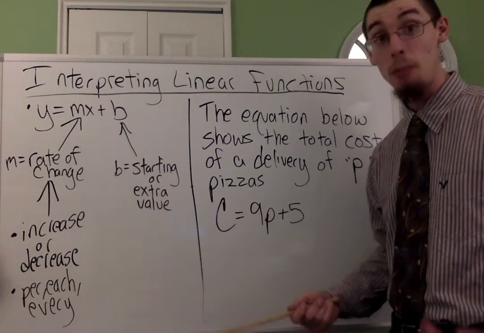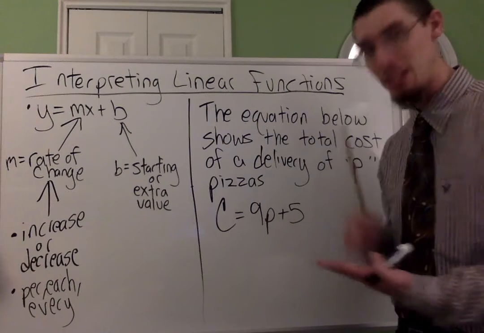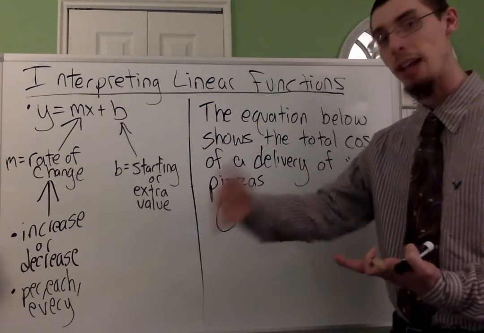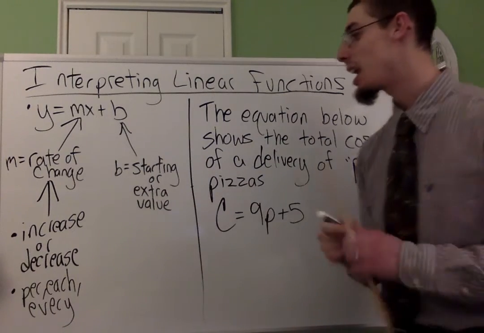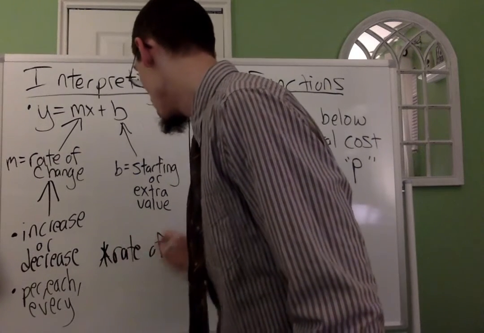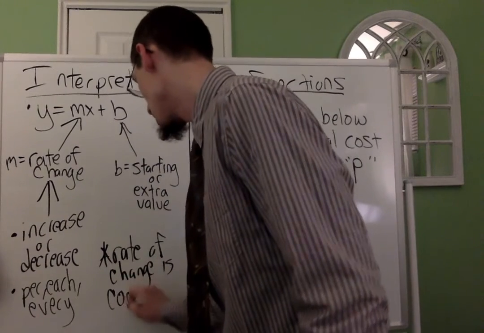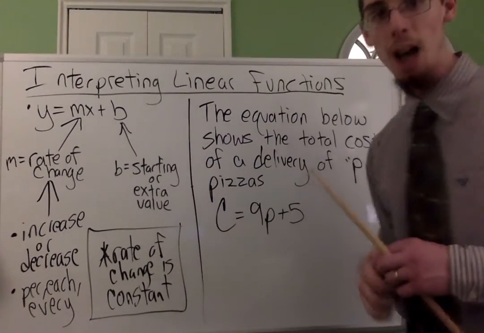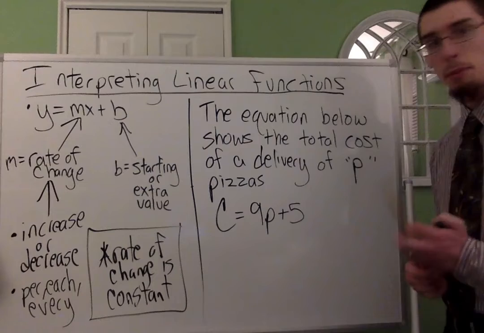If I get paid $10 per hour, that's what I get paid every hour. $10, right? It's constant. 10 for the first, 10 for the second. You get what I'm saying? Rate of change is constant. I'm going to put that here. That's very important. Constant rate of change.